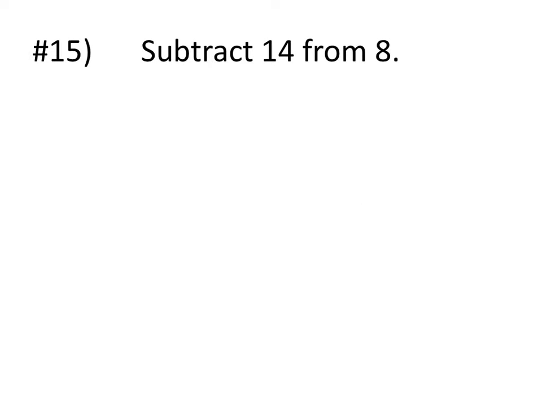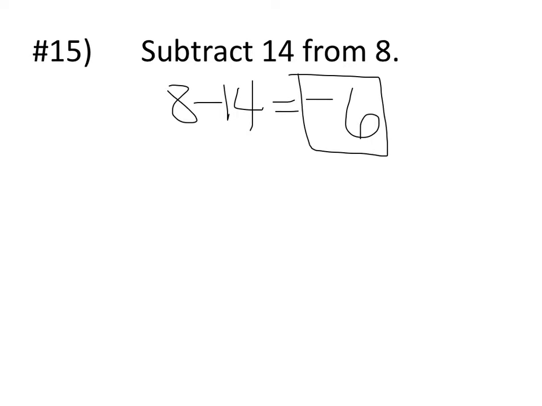Alright, number 15 says subtract 14 from 8. So if I want to subtract 14 from 8, that means 8 minus 14. Because my signs are positive and negative, I can do the rule. The rule says subtract the smaller number from the larger number. So 8 subtracted from 14 is 6. And then you want to take the sign of the larger number, which in this case is negative. So your answer is negative 6.